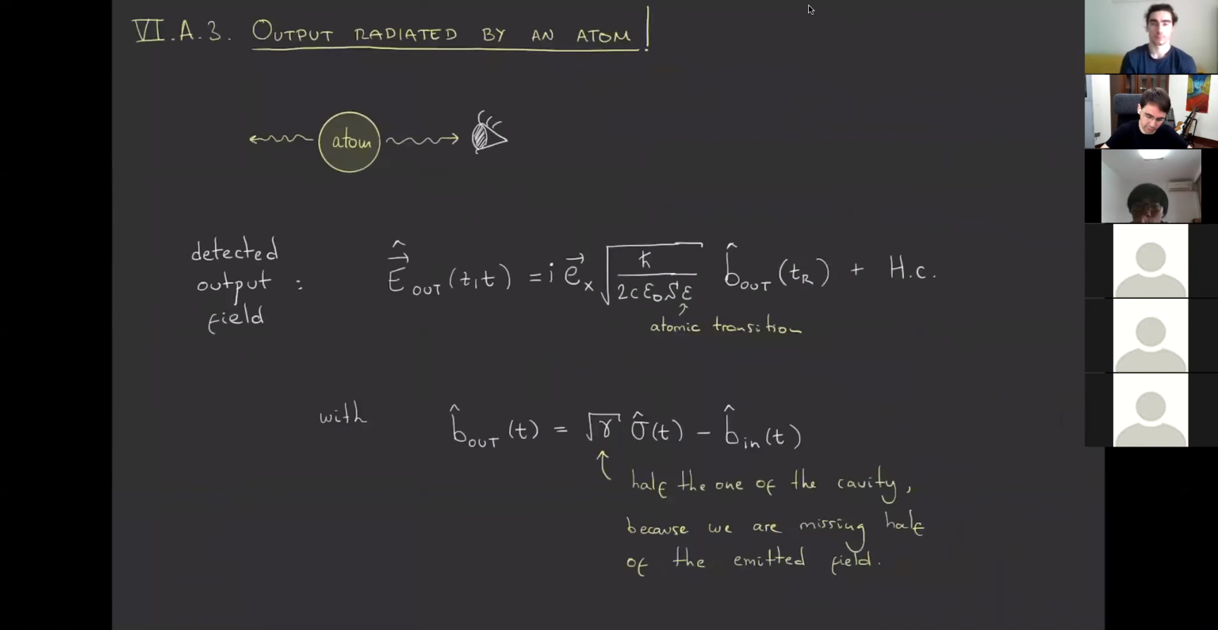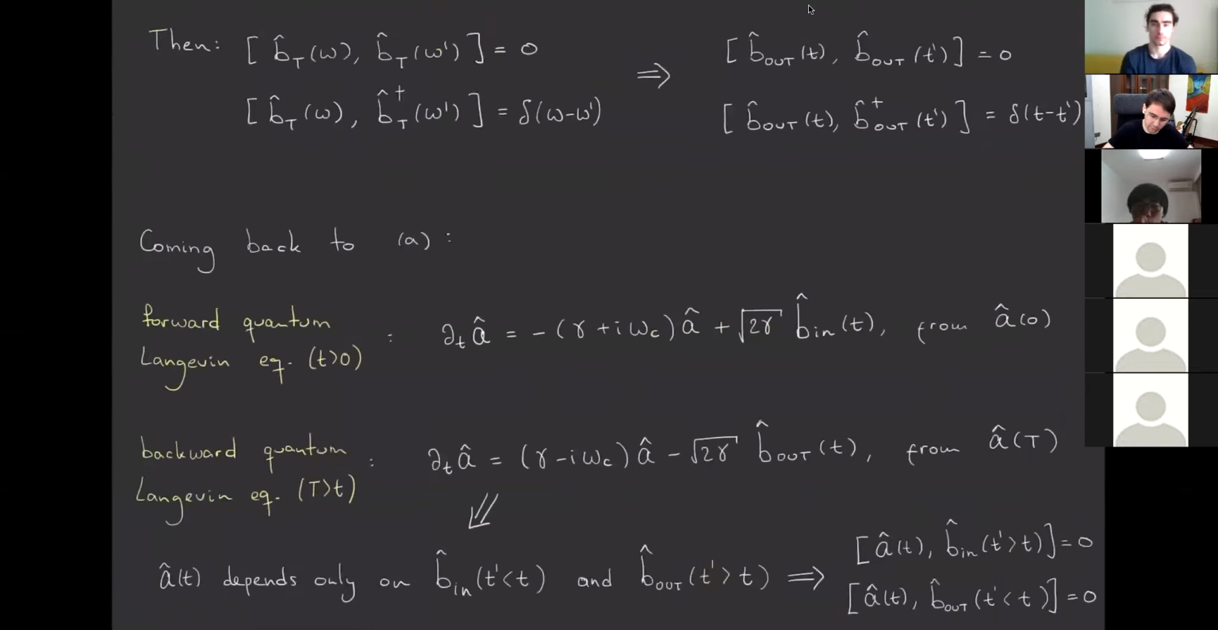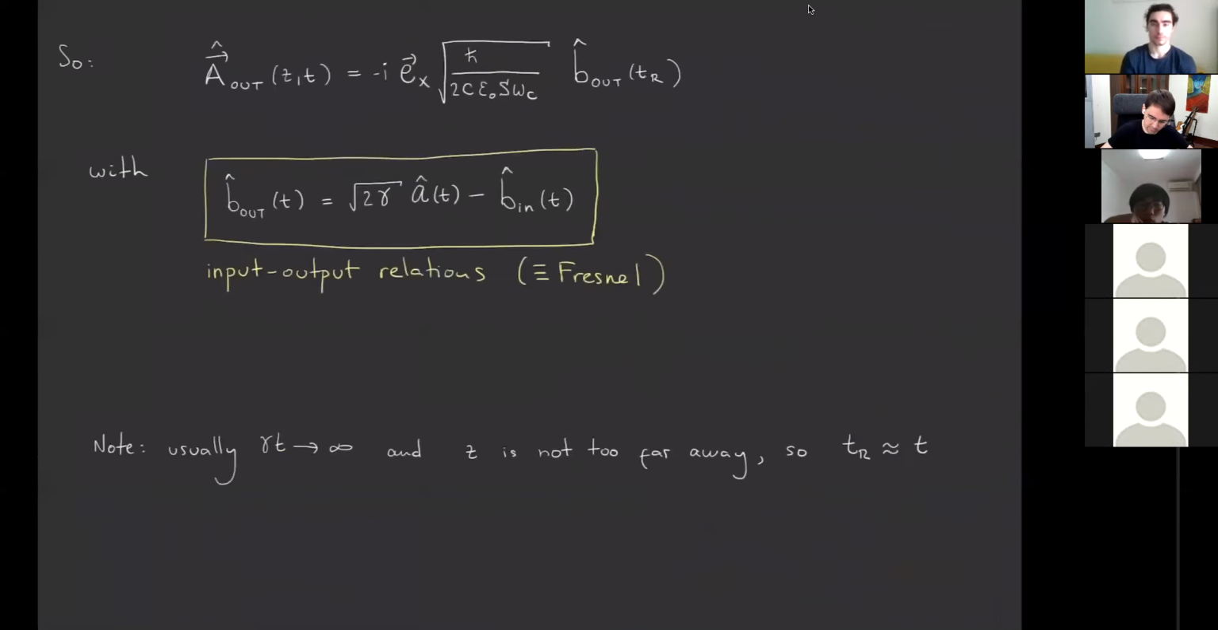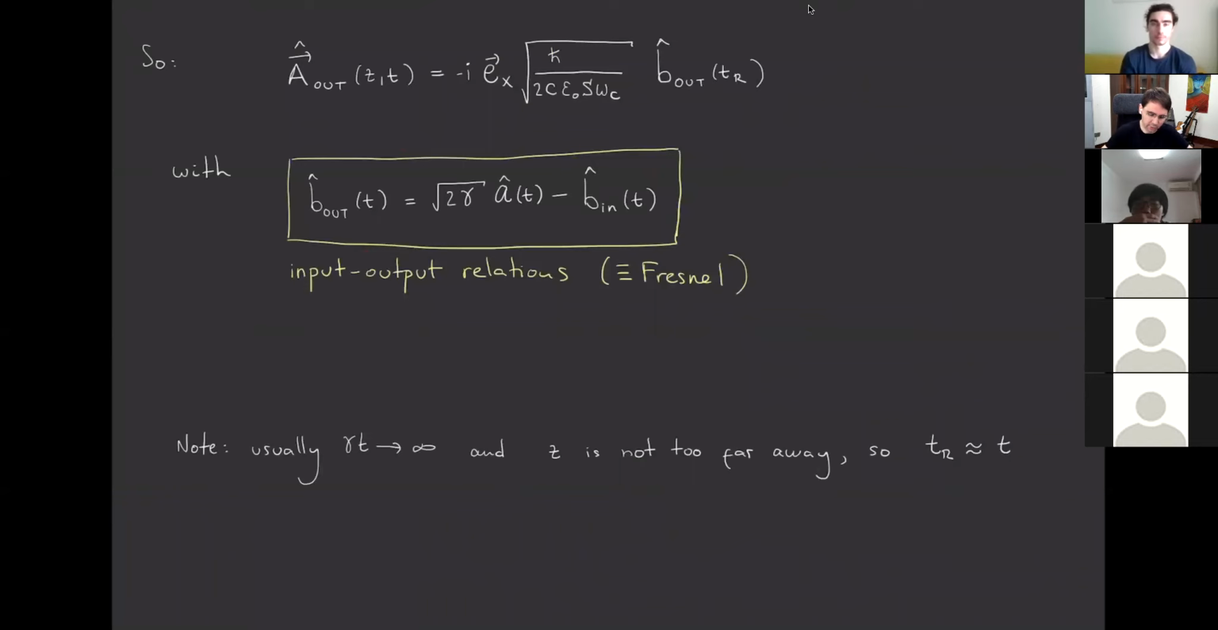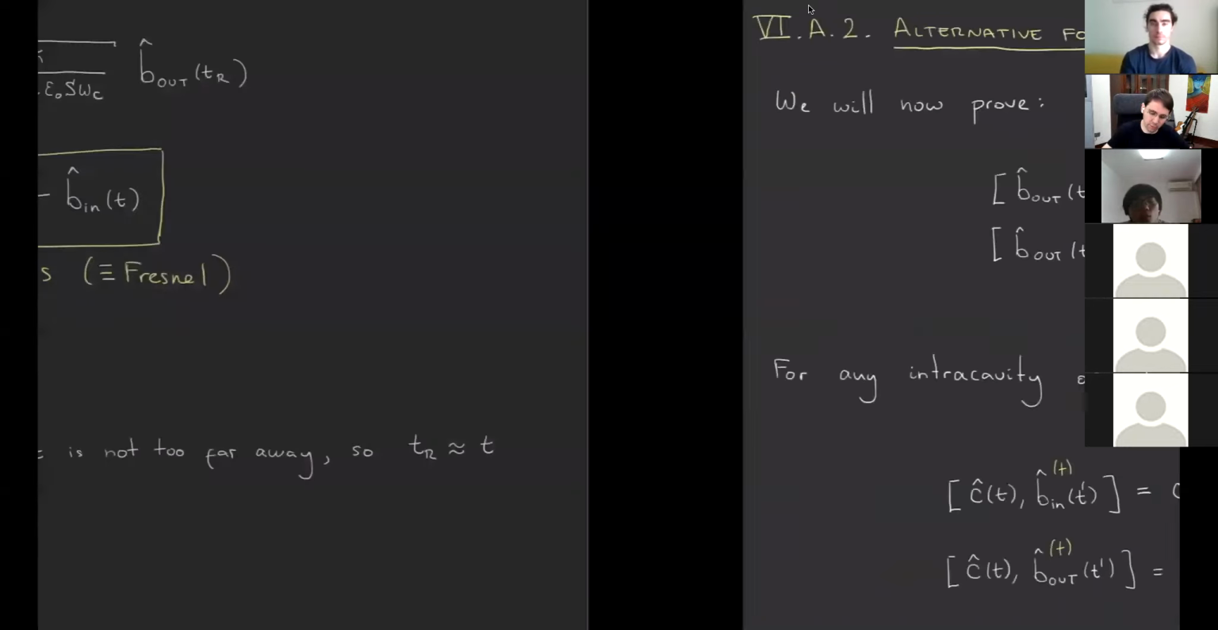If you look at the definition of the output operator, for example, let's take it for the cavity, then you see that if you take the number operator, so b dagger b, you get the number operator of the cavity times gamma, right? So that's the rate at which photons are coming out of the cavity. So just for you to have an intuition of the meaning of this output operator, and in particular of the output photon number operator.